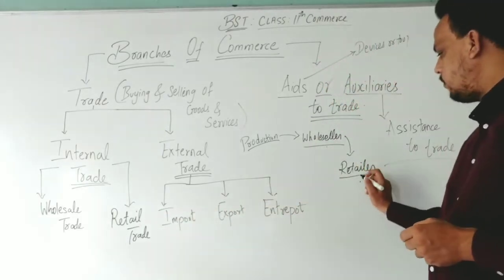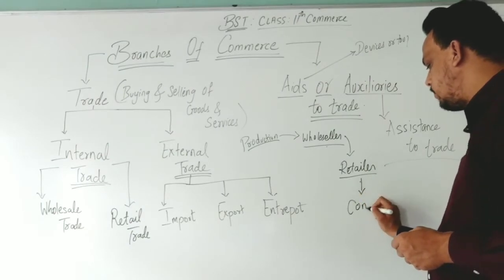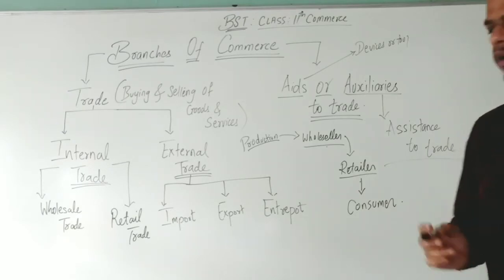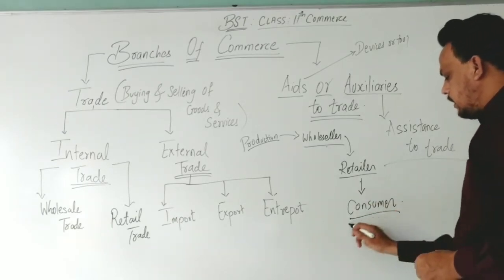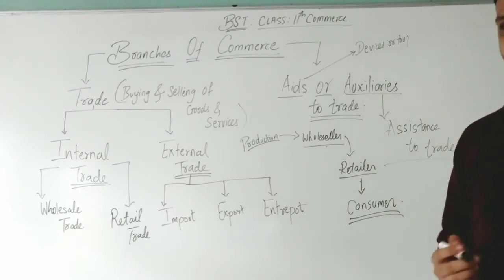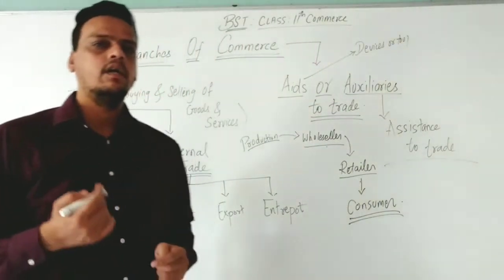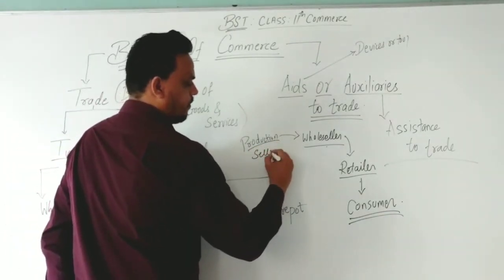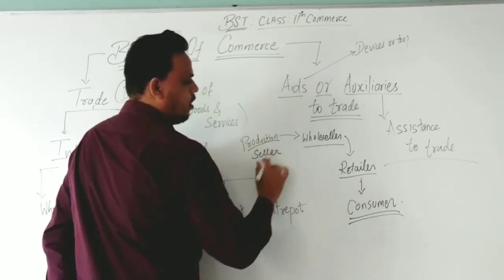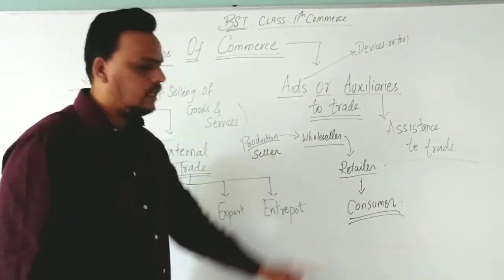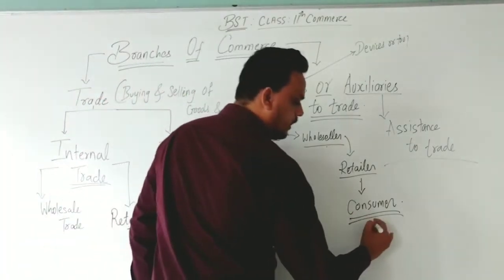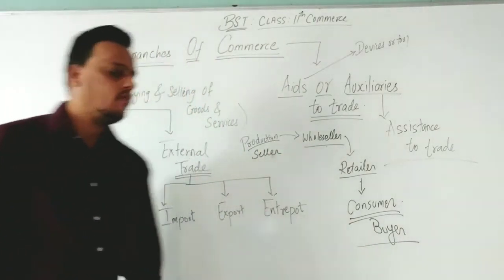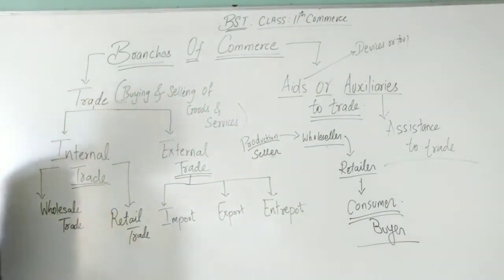But after the retailer, it reaches the consumer or customer or buyer, whatever you want to say. The customer is the final consumption. The customer is the final one who purchases the goods and uses them. So the producer is a seller. Wholesaler is an intermediary. Retailer is an intermediary. And consumer is a buyer. You should know this concept very well, then you can understand wholesale trade and retail trade very well.